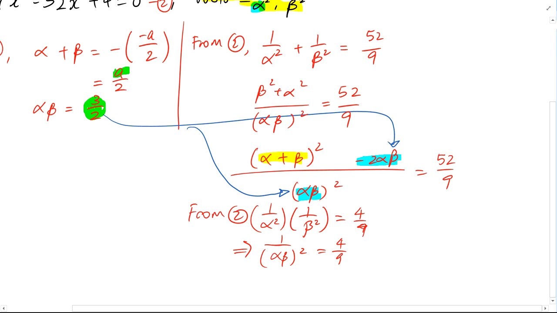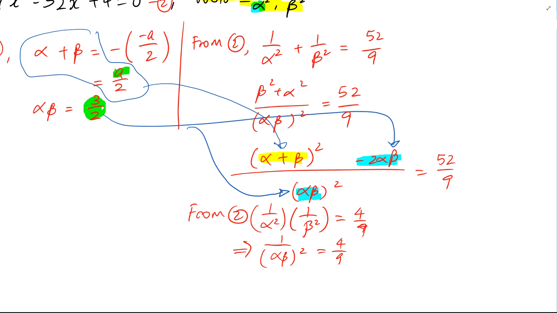Sub in, add alpha plus beta into the yellow part. Is that here? Yes. Can you visualize what's going to be our end product? You're going to get one equation with how many unknowns? 1. What is that unknown? A. Can you solve it yourself?